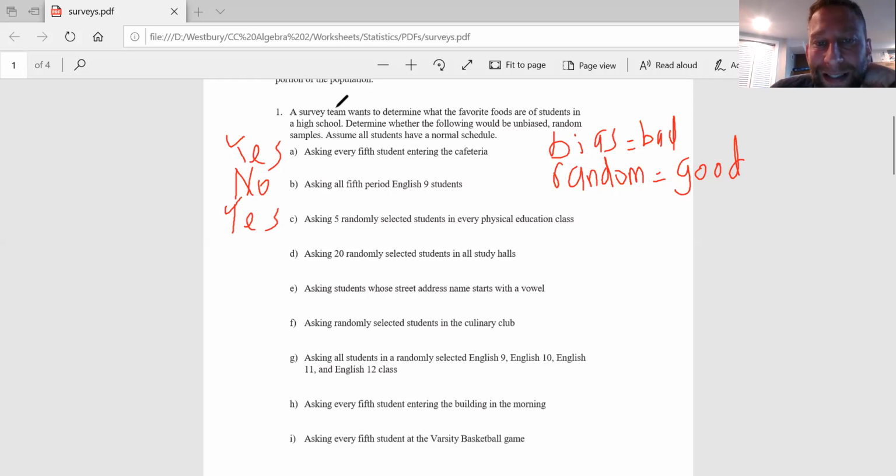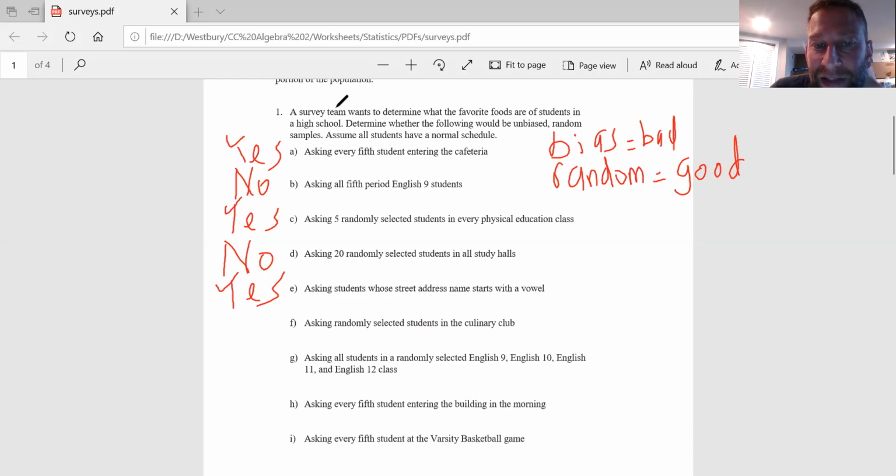that is a good sample. Asking 20 randomly selected students in all study halls. Do all students take study hall? No. So for all the students who are really smart and taking all these crazy classes that have a packed schedule, they're not a part of the population. That wouldn't be a good representation of the entire population. Asking students whose street address name starts with a vowel. Is that random? Do people whose address starts with a vowel instead of a consonant necessarily feel a certain way about food? That is random. So yes, that would be a good sample. It's random. Everyone has a street address, so everyone has a chance of being chosen.